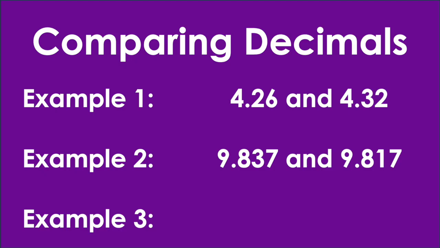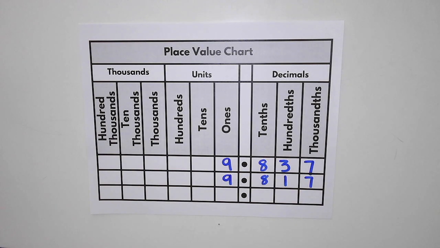Example 2. Compare 9 and 837 thousandths and 9 and 817 thousandths. In this next example, still using the place value chart, we see that both numbers have 9 ones and 8 tenths. So now we have to move to the next greatest place value again. Moving towards the right, past the ones and the tenths, the next greatest place value is the hundredths place.